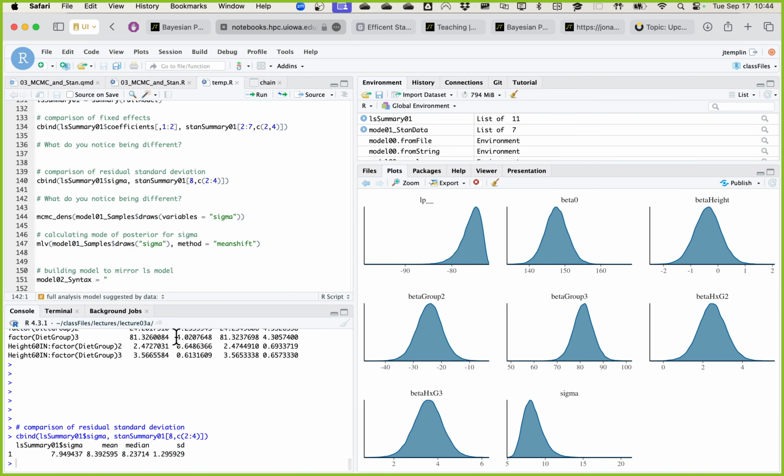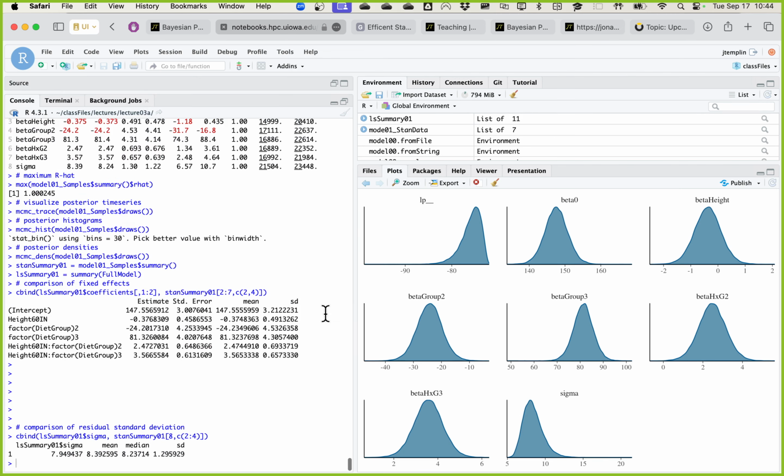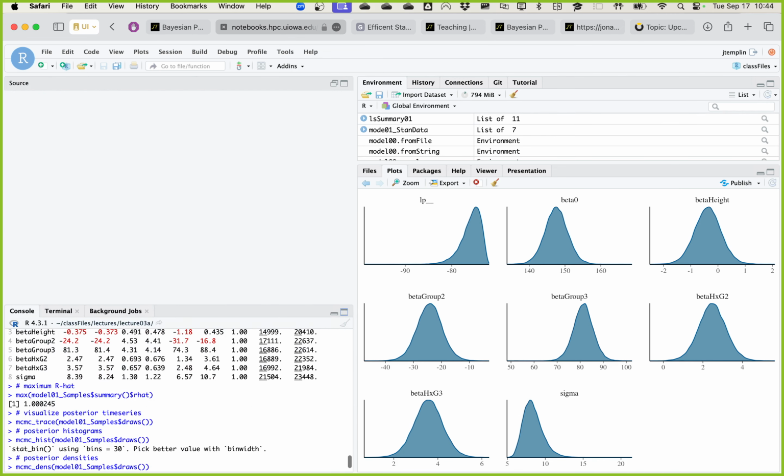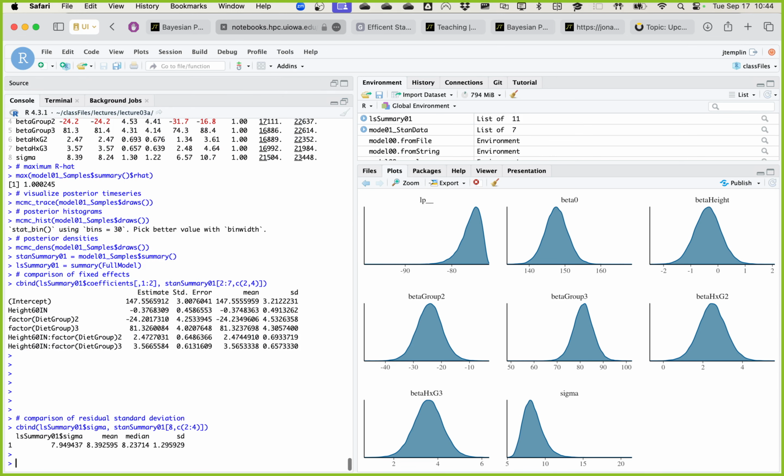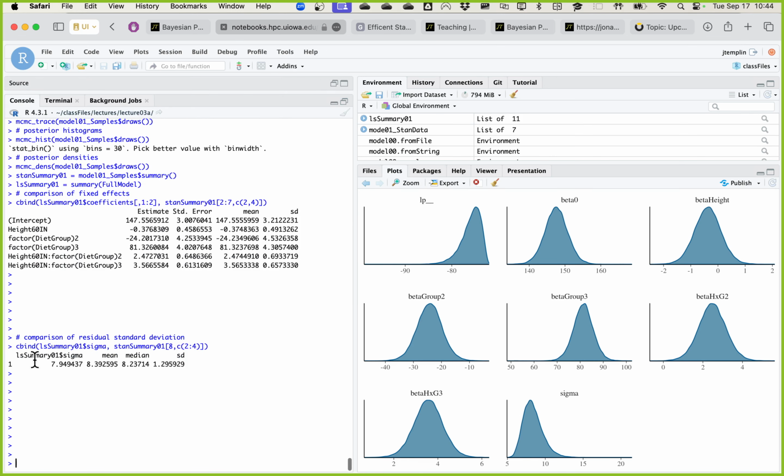So here is a comparison of sigma. Now this is where things start to look different. So our LM estimate of sigma turned out to be 7.949. Now take a look: our posterior mean of sigma was 8.39. Our posterior mode of sigma was 8.23. And our posterior standard deviation for sigma was 1.29.